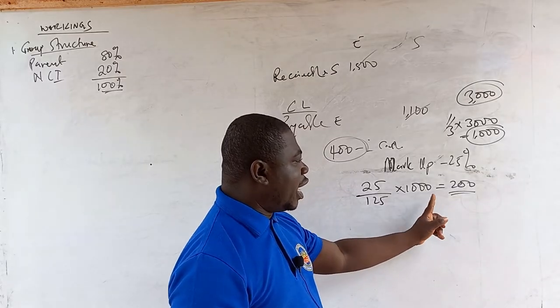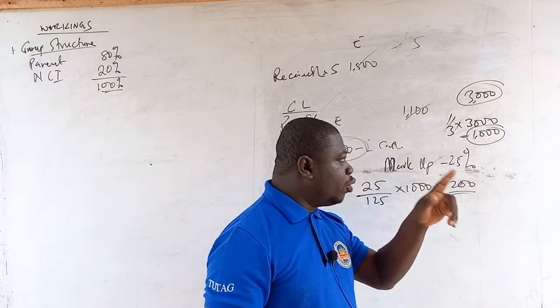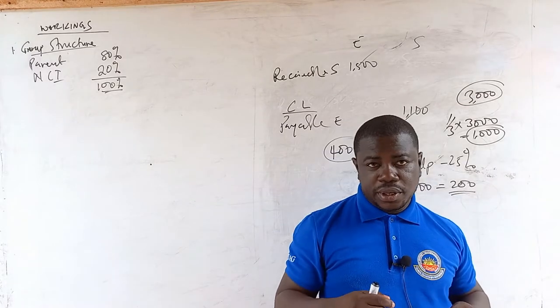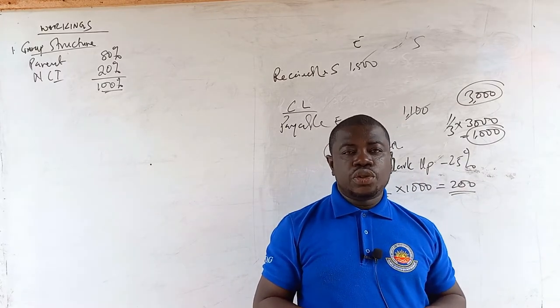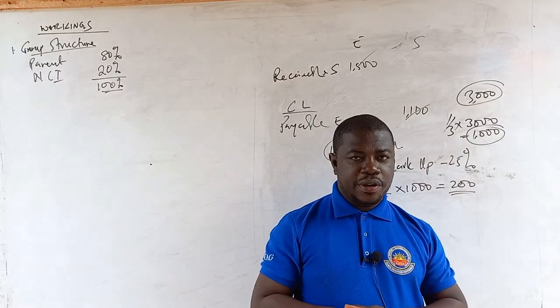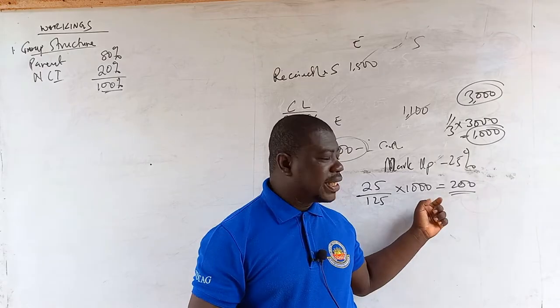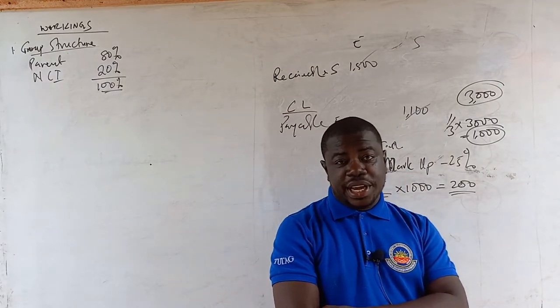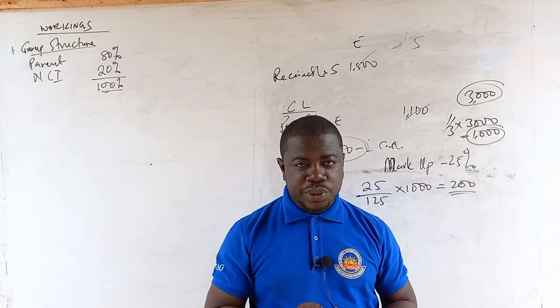So the unrealized profit is supposed to be 200, and you got it by converting the markup to margin before applying it on the sales value. It is very, very important that you go back and revise markups and margins. All right, so that is how to go about establishing the unrealized profit. And in this case, it was the parent that sold to the subsidiary, so we are not going to have any issue with NCI.